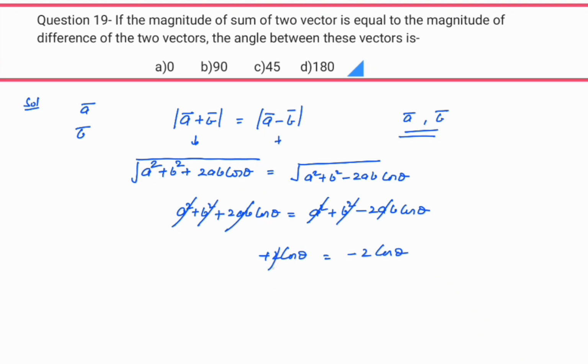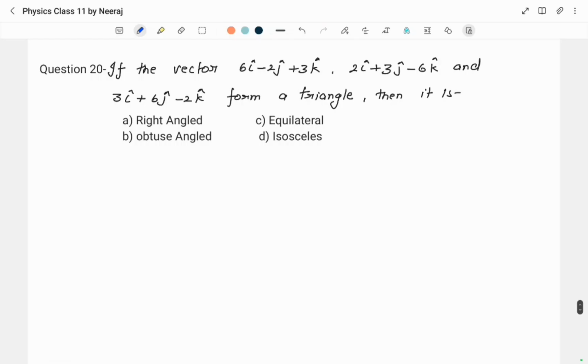From here the 2 and 2 get cancelled. 2 cos theta is going to be 0. Cos theta is going to be 0. Then what is the value of theta? Theta is going to be 90 degrees because we know cos 90 is 0. 90 is the right answer. That was question number 19. Let's see question number 20.